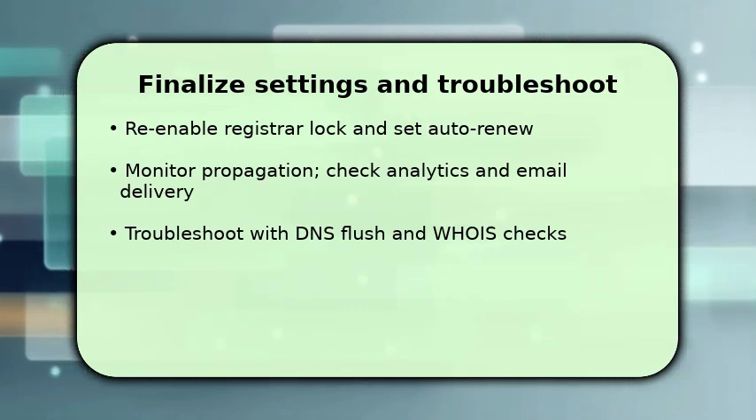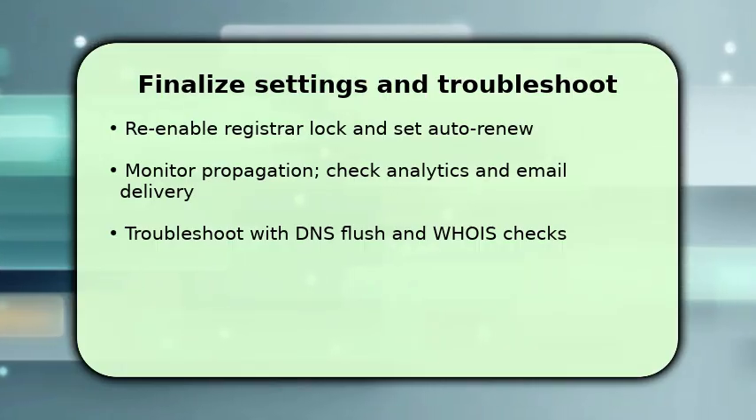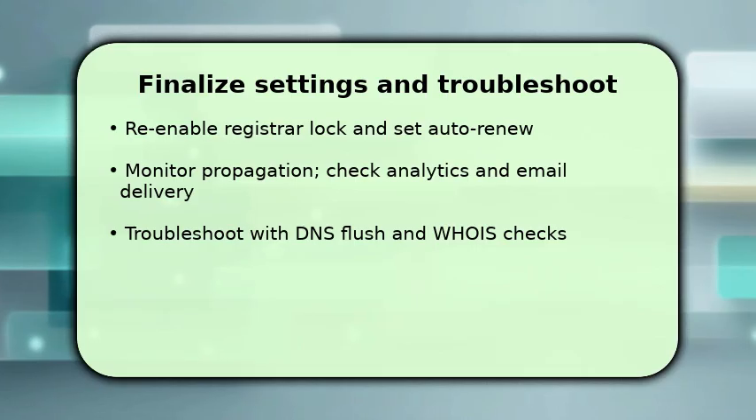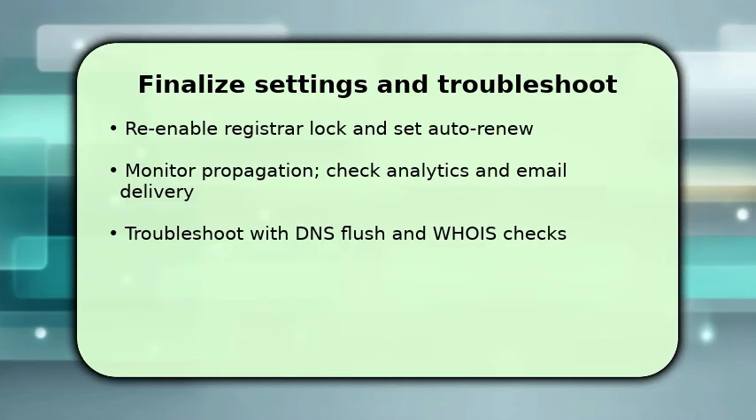If something's wrong, flush your DNS cache and test from multiple networks. Use whois and name server checks to confirm registrar changes propagated. If email delays persist, recheck MX and SPF records and TTL settings. One reliable troubleshooting tip: revert recent record changes one at a time to isolate the problem.